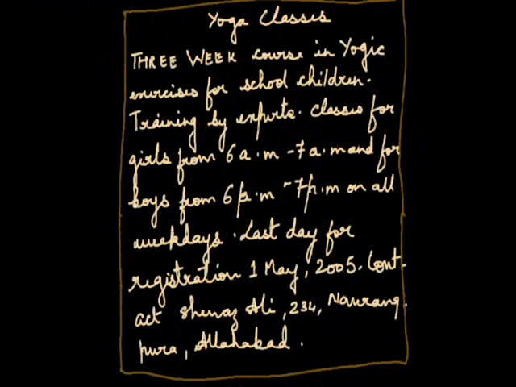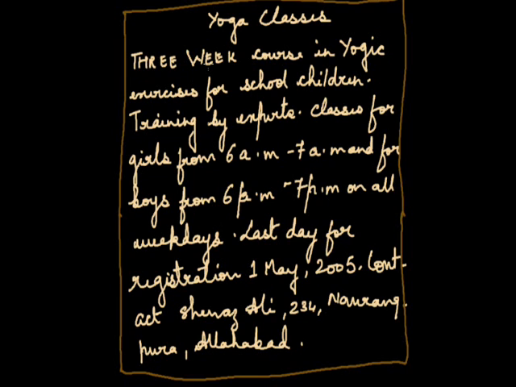Yoga classes, 3-week courses in yogic exercise for school children, training by experts. That means the house will be there, the people have to reach the place for the yoga, and they will be trained by the experts there. Classes for girls, the timing; for boys, the timing again; and on all weekends. Last date for registration is 1st May 2005, and the contact address is Shehnaz Ali, 234, Allahabad.